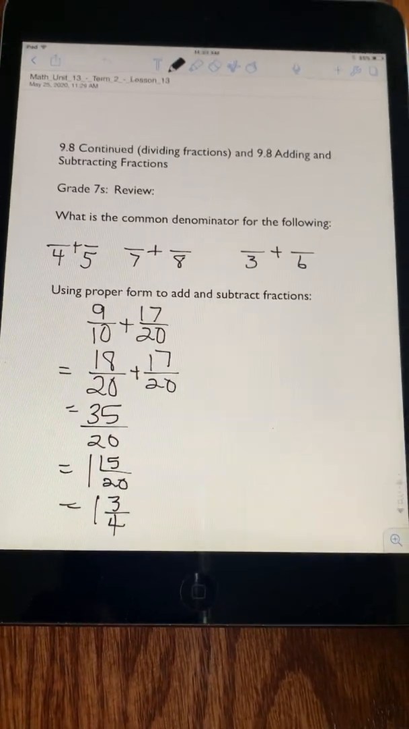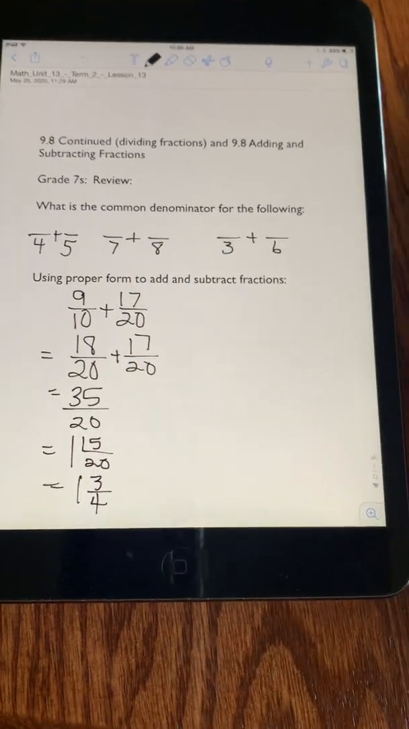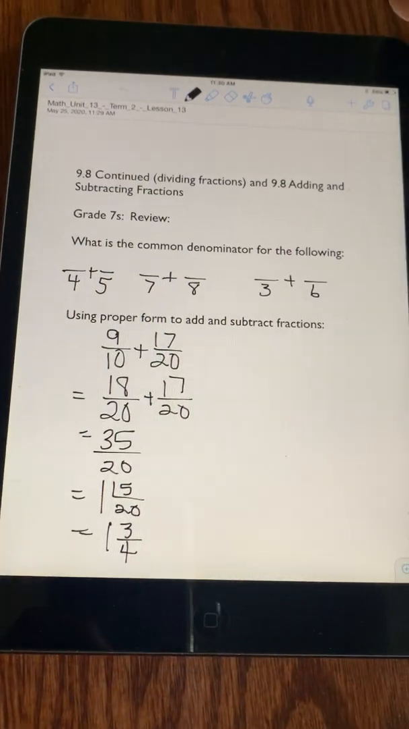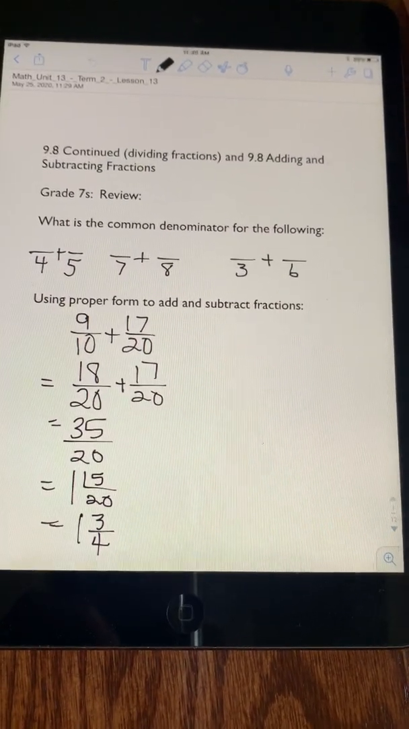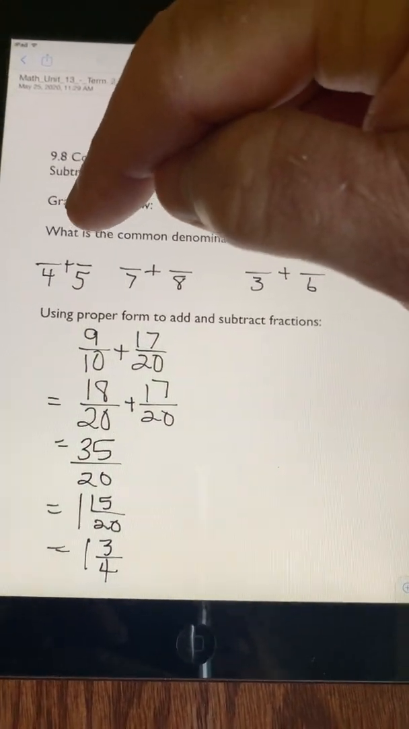Your math for today is basically a continuation of what you've done the last day. So we'll just quickly go over what you learned the last day to make sure everybody's on track. For grade 7s at least, we were looking at common denominators and doing some adding and subtracting of fractions, doing it the proper way. If you look at the note we've attached, we'd look at these things and say, what's the common denominator for the following?